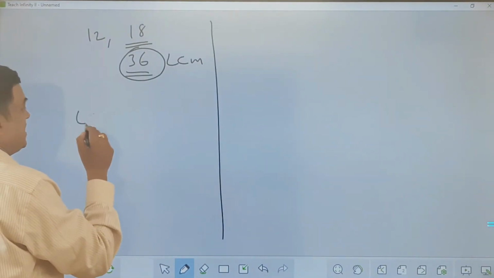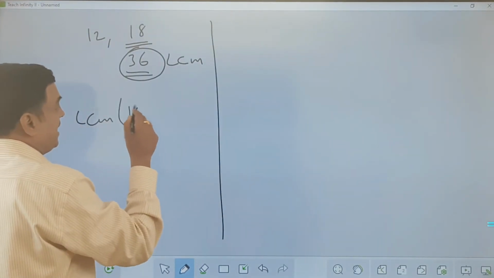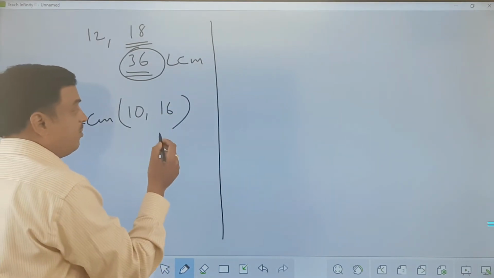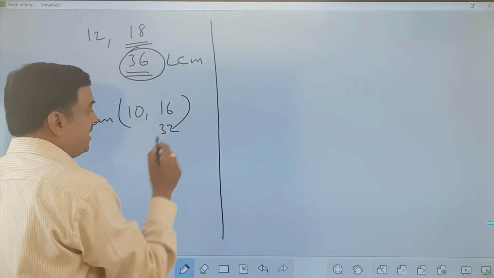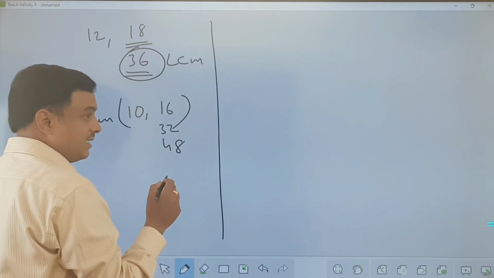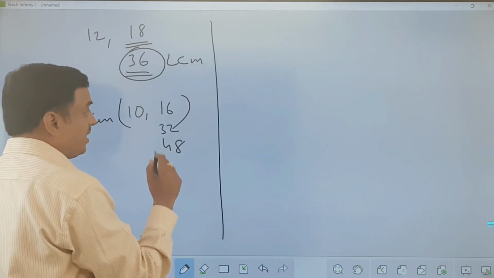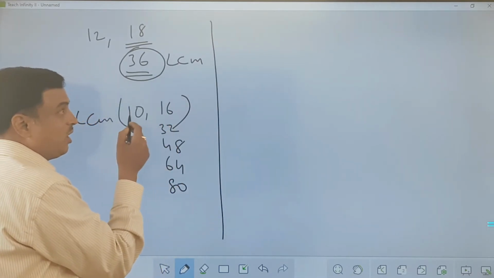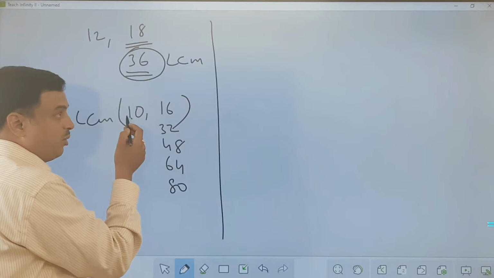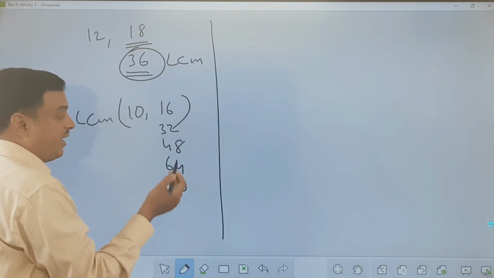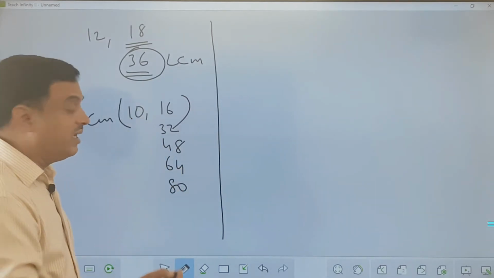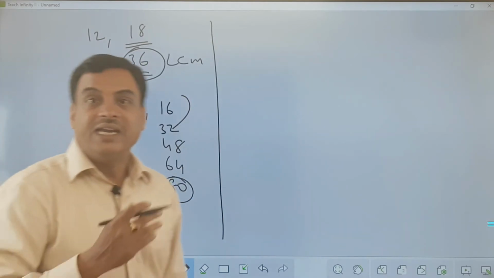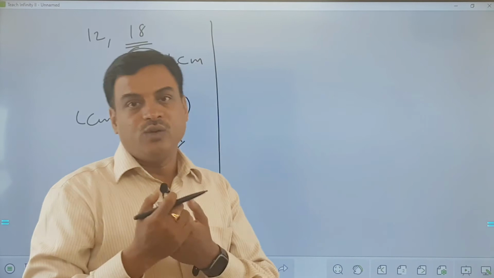For example, take one more example here. Let us take the LCM of, say, 10 and 16 for instance. The multiples of 16 are 16, 32, 48, correct? And the next one would be what? 64, then 80. Now see, 16 is not a multiple of 10, 32 is not a multiple of 10, 48 is not a multiple of 10, 64 is not a multiple of 10, whereas 80 is a multiple of 10. So the LCM of both of these numbers is what? 80.